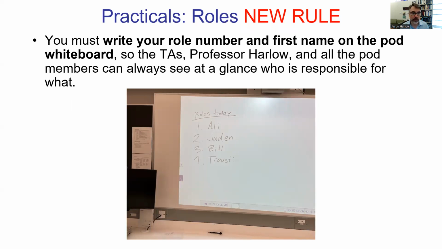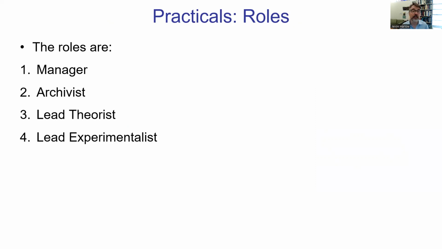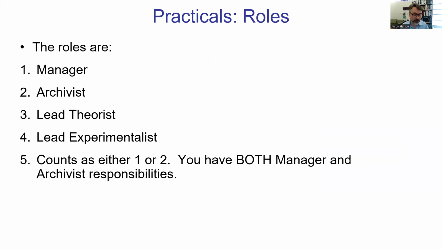So the first new rule is that you must write your roll number and first name on the pod whiteboard, so the TAs and I and all the pod members can, at a glance at any point, see who is responsible for what. So 1, 2, 3, 4, and just write your names. The roles, remember, are 1 is manager, 2 is archivist, 3 is the lead theorist, and 4 is the lead experimentalist.